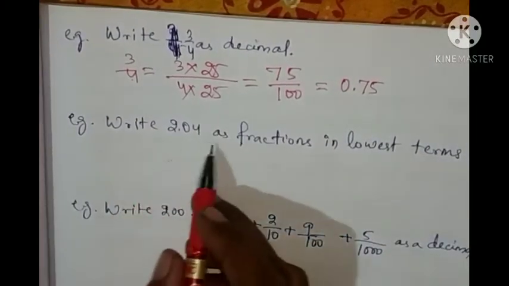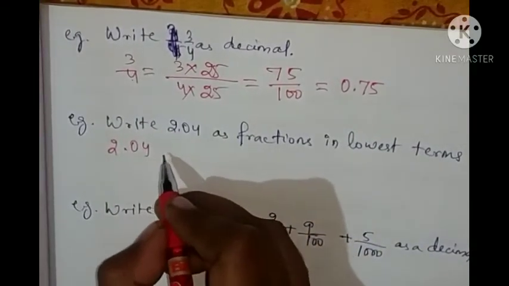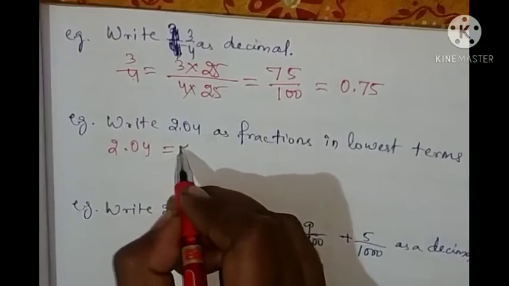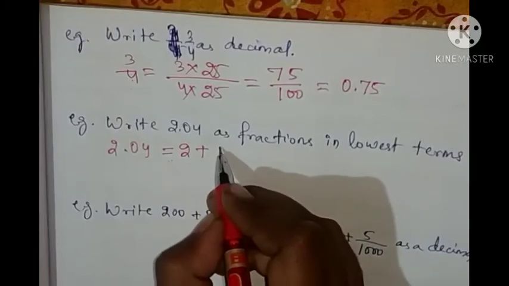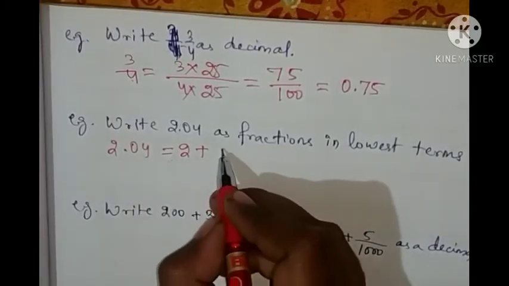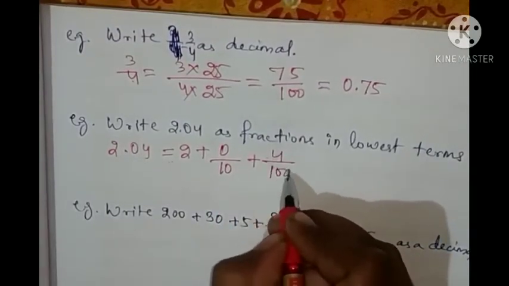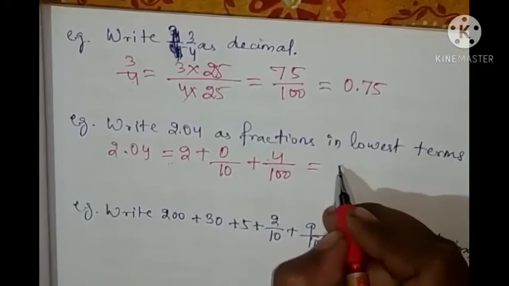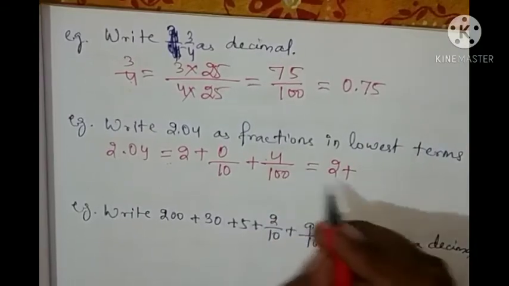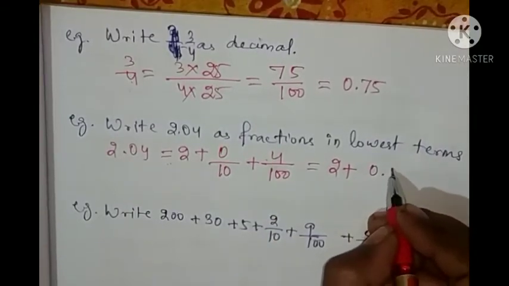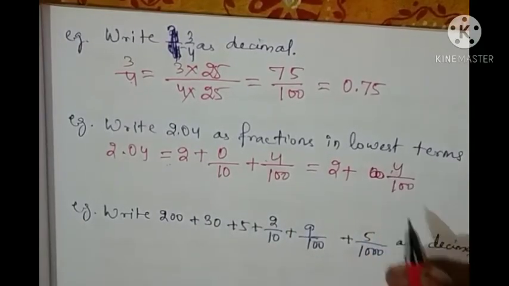Next example, write 2.04 as a fraction in lowest terms. So 2.04 means what? Equal to 2 plus 0 by 10 plus 4 by 100. So 2 plus 0 by 10 means 0. So 4 by 100 means 4 by 100. 2 plus 4 by 100.